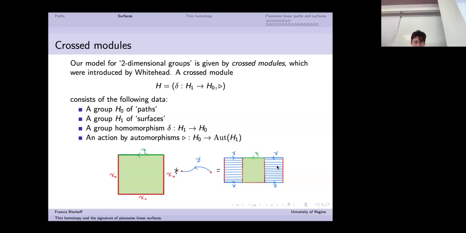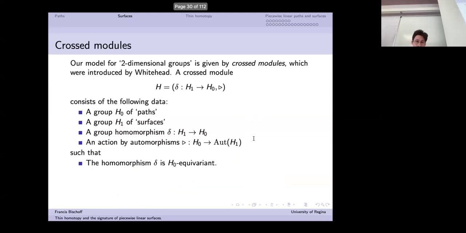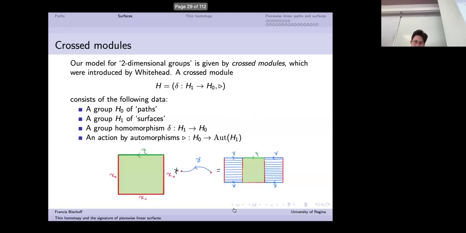Okay? So these are all of the structures, and then they need to satisfy some axioms. The first one says that this homomorphism is H0 equivariant, where H0 acts on H1 in the way that I just described, and it acts on itself by conjugation. And if you look here, it's clear that this action is going to satisfy this, because if I look at the top edge here, it's going to be gamma, eta, gamma inverse.